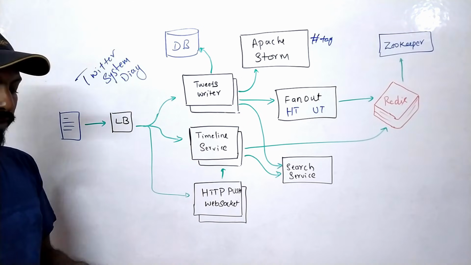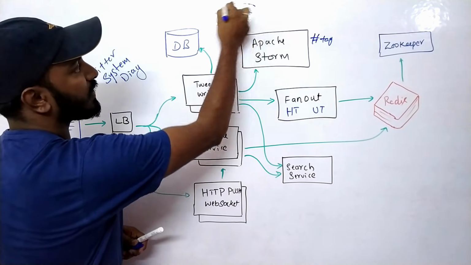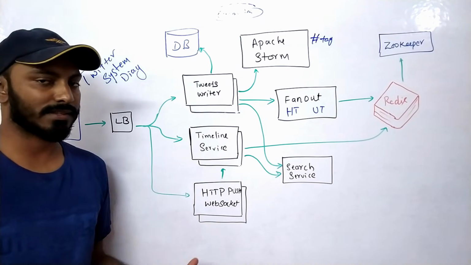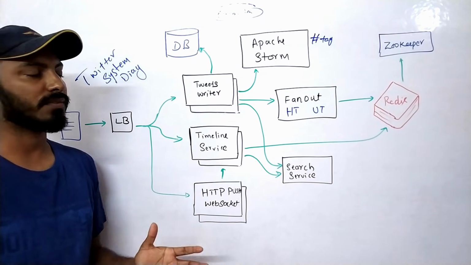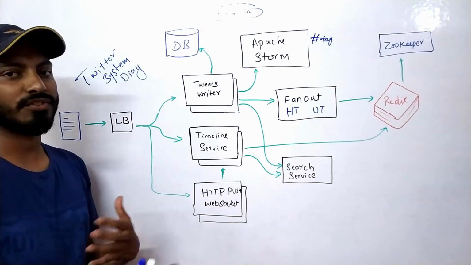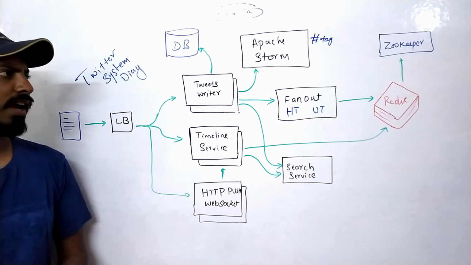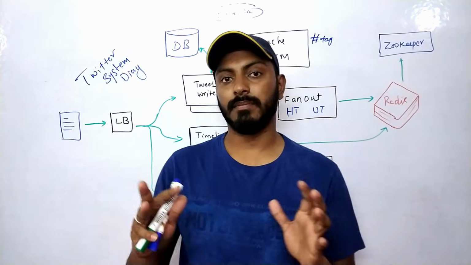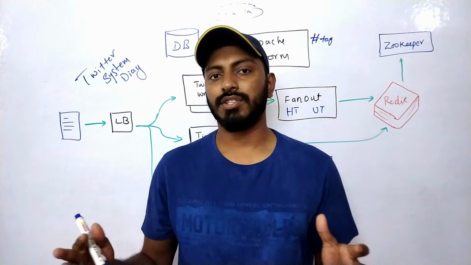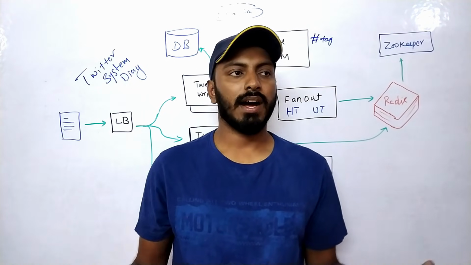And also, Twitter uses Cassandra DB for some of the other computations, like some kind of analytics and other services where we have big data and we need to run some kind of analysis. I think that's about it. I think I have covered all the major components or services which are needed to design the Twitter system.